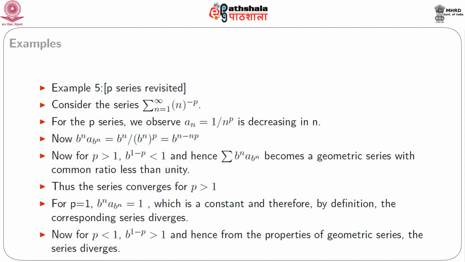Now for p greater than 1, b to the power 1 minus p is less than 1, and hence summation b to the power n, a b to the power n becomes a geometric series with common ratio less than unity. Thus the series converges for p greater than 1. However, for p equal to 1, b to the power n, a b to the power n comes out as 1, which is a constant, and therefore by definition the corresponding series diverges. Next, for p less than 1, we have b to the power 1 minus p exceeding 1, and hence from the properties of geometric series the series also diverges.